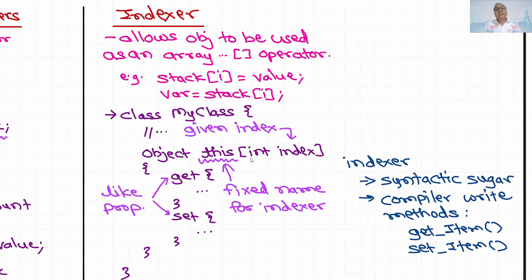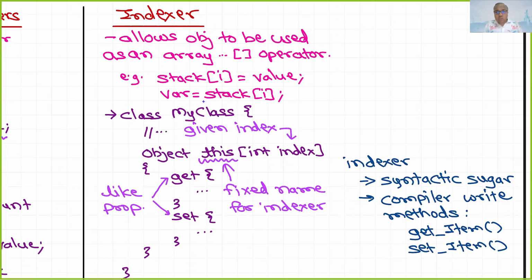Usually we use the integer index. However, you may choose other index types like string. And then we can have the getter and setter part. The getter part will be useful when we are using it on the right hand side of the assignment operator. And the setter part, like properties, will be useful when we are using it on the left hand side of the assignment operator. Please note that the indexer function name must be this. So this is an indirect way of overloading the index operator in C#.